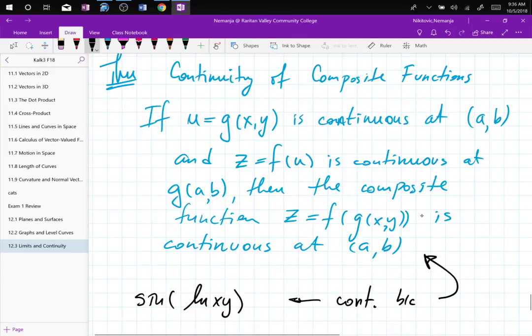Great, we are done. This 12.3 is done. After a whole week of working on it, it's done.